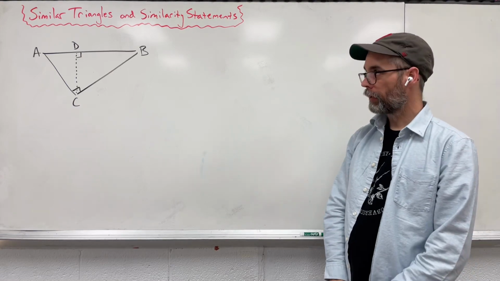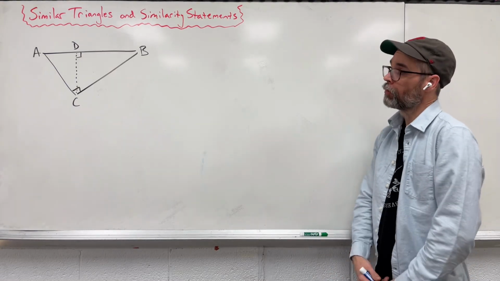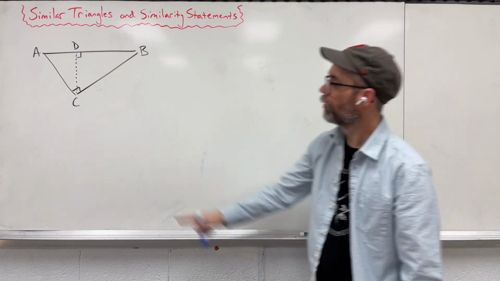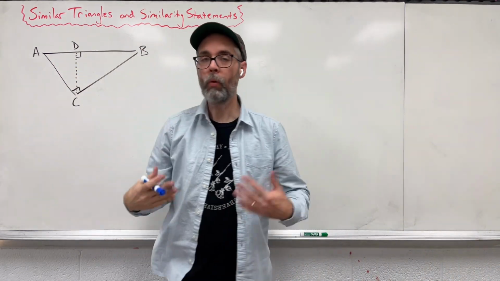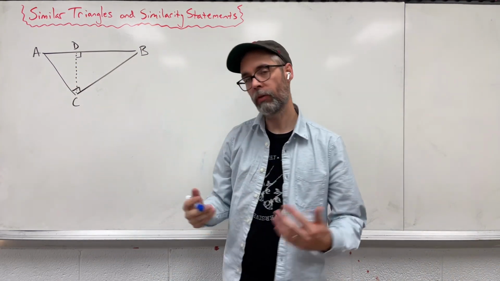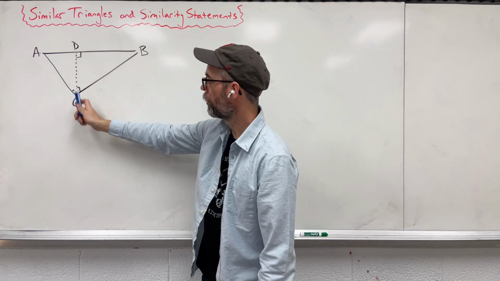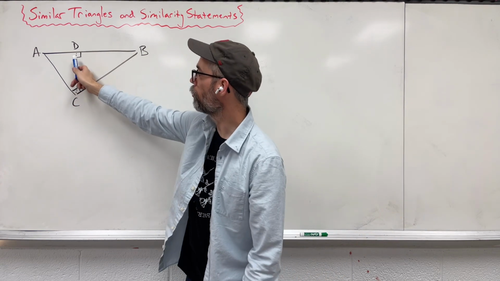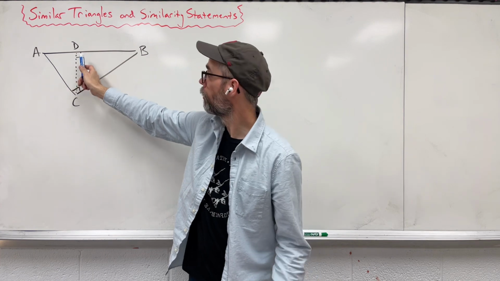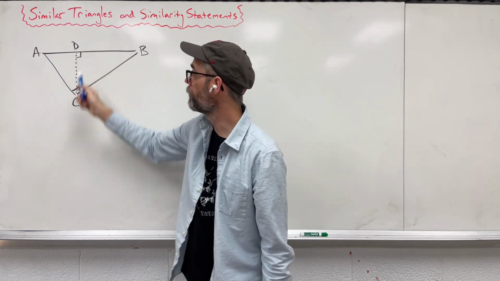Hi, today we're going to take a look at similar triangles and similarity statements. So here we have a right triangle, this big right triangle. We have an altitude drawn in that right triangle, which means we have a line going from a vertex, shooting across our triangle, creating a right angle and creating perpendicular lines here.